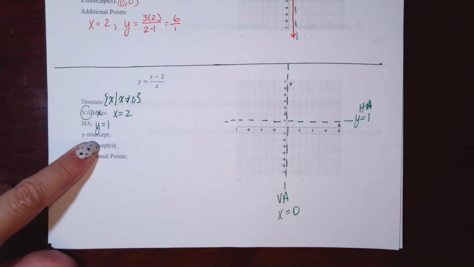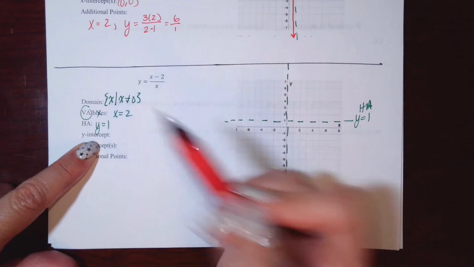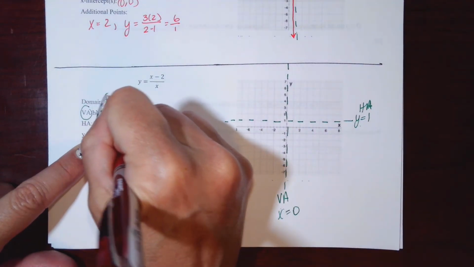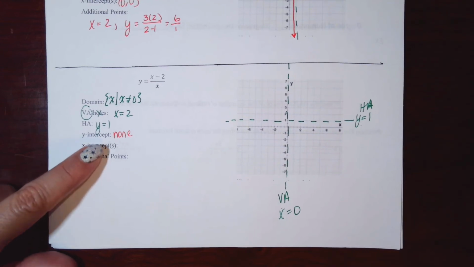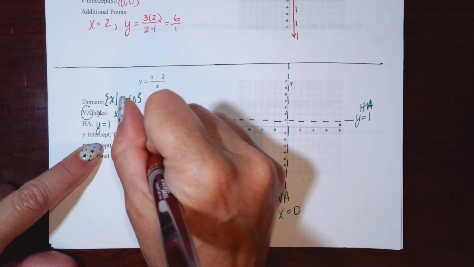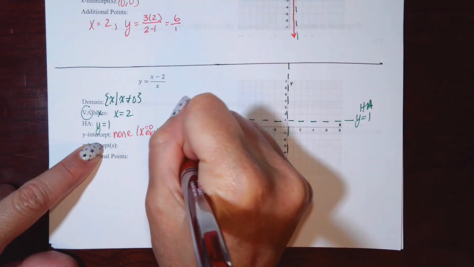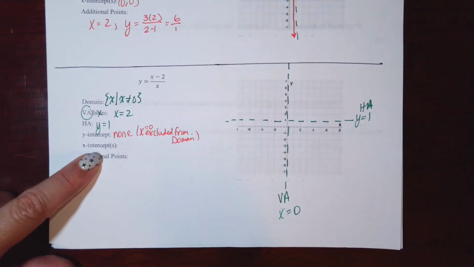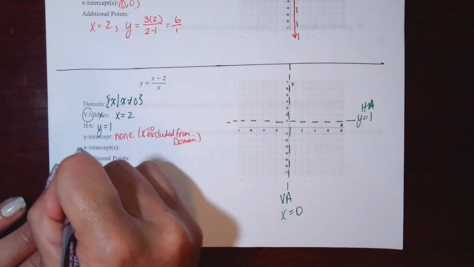Y-intercept. Can x equal 0? Well, I go up here and I say nope. X equals 0 is excluded from my domain, so there is no y-intercept. That's because x equals 0 is excluded from the domain. What about x-intercepts? Well, that happens when y equals 0. So let's do that. Let's set y equal to 0.